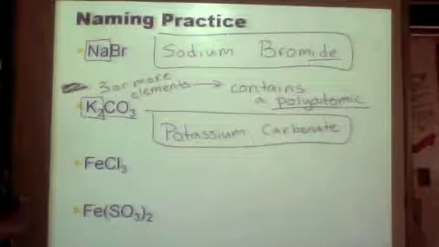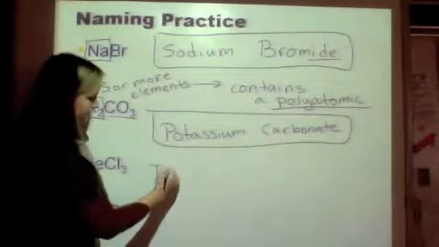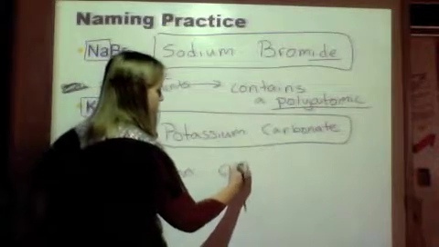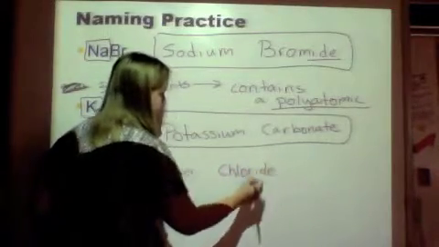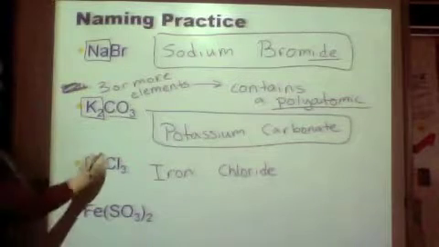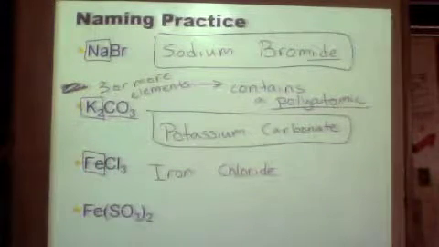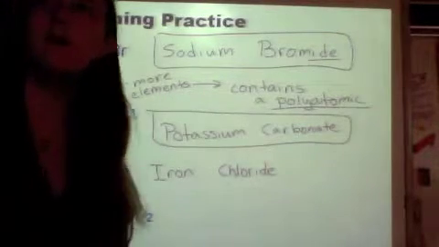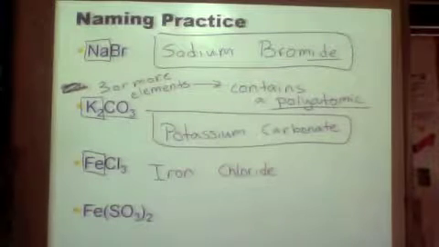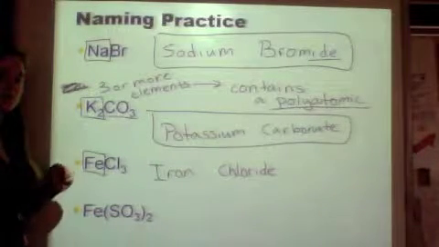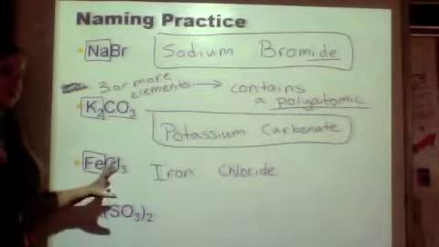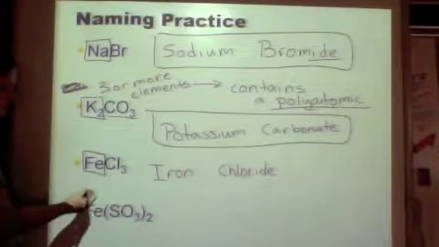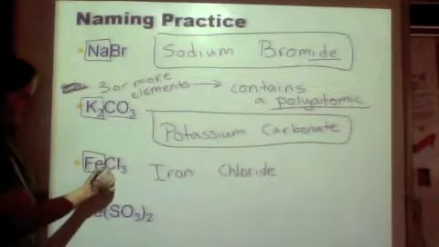FeCl3. Fe, iron. Cl, chlorine, but we're going to change it to chloride. Step 3. Does your metal fall between 3 and the staircase? Yes, it's in group 8. So yes, it does. So then this is where the equation comes in. You have to do a little math to figure out a Roman numeral. So follow me here. You're going to look at the subscript of the metal. So in this case, is there a number there with iron?